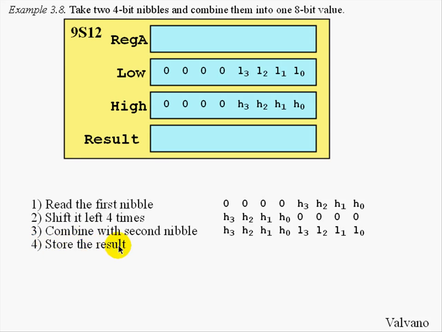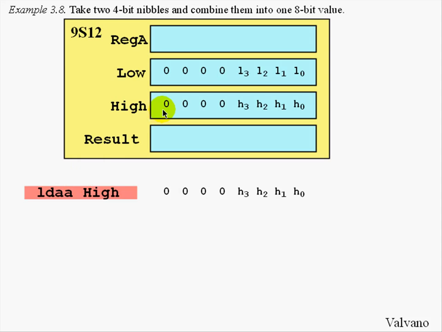Now let's translate this into assembly language. We'll assume the first nibble is in this variable called high, and the first step is to bring it into a register. So, after executing the load instruction, register A has the first nibble.